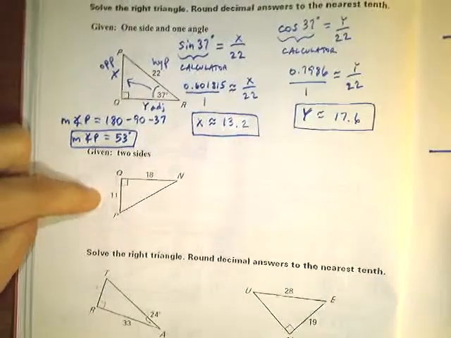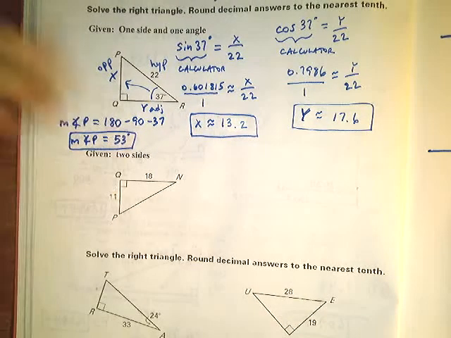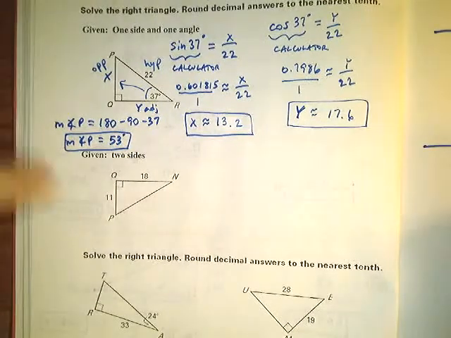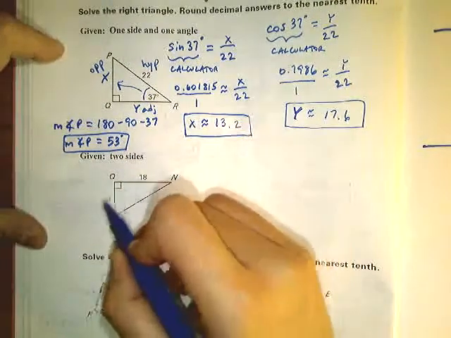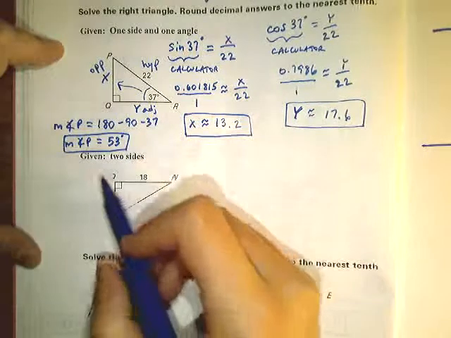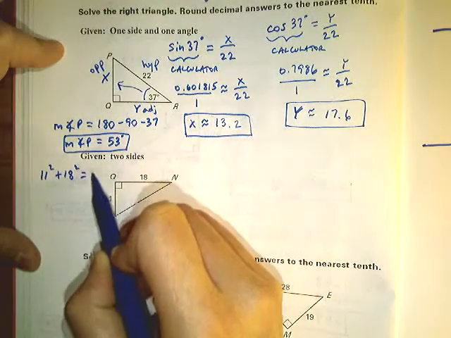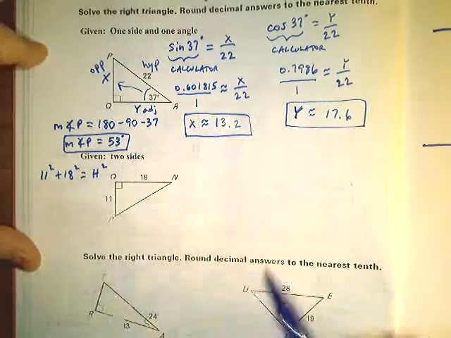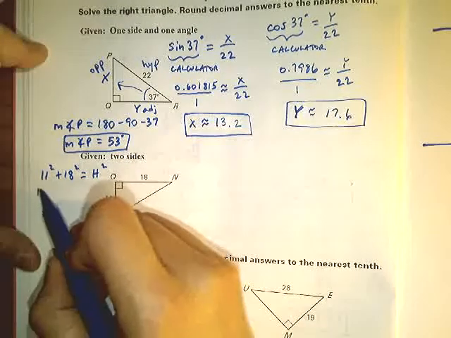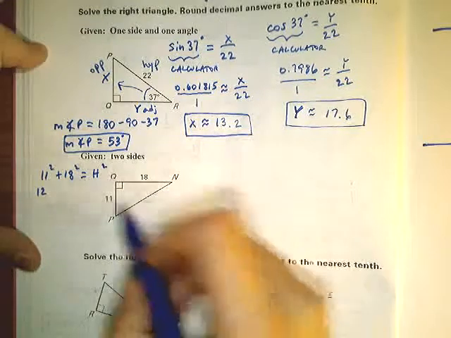Now on this one, they gave me 2 sides and 1 angle. So I think the first thing I'm going to do is use the Pythagorean theorem. These are my 2 legs. I know that leg squared plus leg squared equals hypotenuse squared. So if I set it up that way, I should be able to find the length of my hypotenuse.